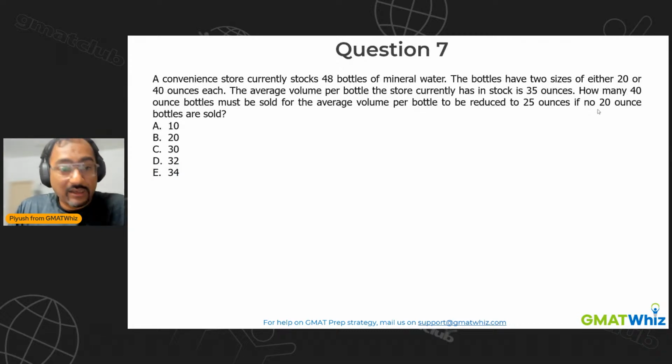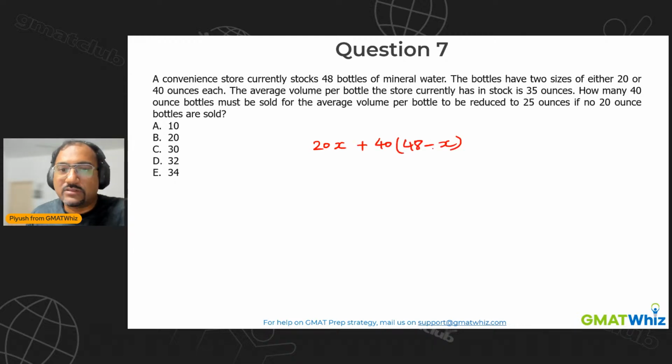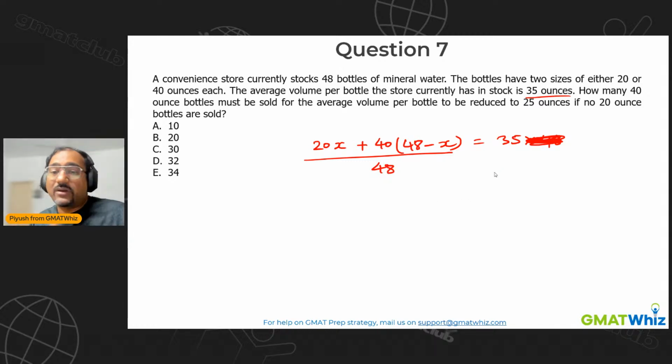Now this is a really good question. It can be solved in multiple ways. One of the ways to solve this question is the classical way, where you can say that there are X bottles of 20 ounces, and then you have 48 minus X bottles of 40 ounces. If you multiply this, you should get 35 into 48, which is the average. Or you can use the weighted average concept and write it like this as well, and you can solve it from here. Again, you can solve for X from here and get the value of X, and then you can use another equation for the second statement as well.